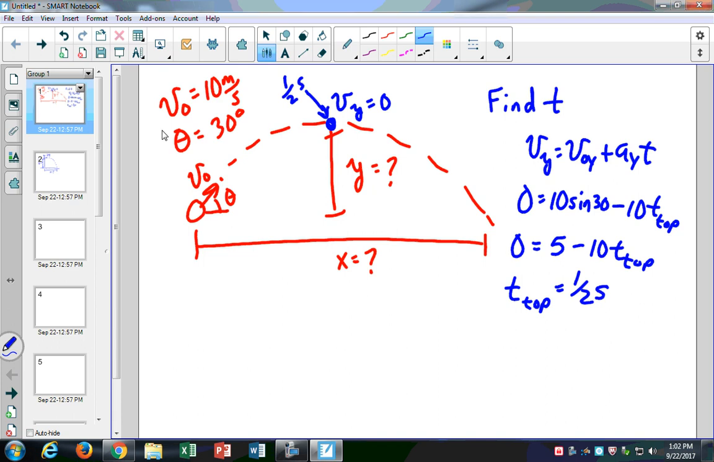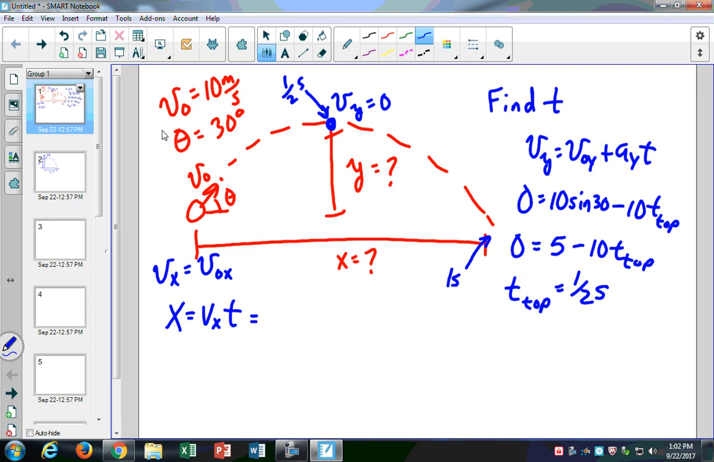And that 1 second occurs right here. Half a second at the top, 1 second at the bottom. That's because it begins and ends at the same location in the y direction. And then if I want to know x, I say x is equal to vx times t. Remember, in the x direction, there's no acceleration, so vx equals v naught x.